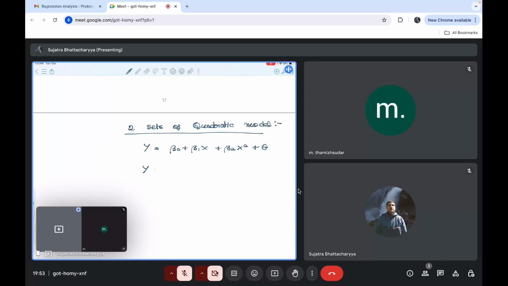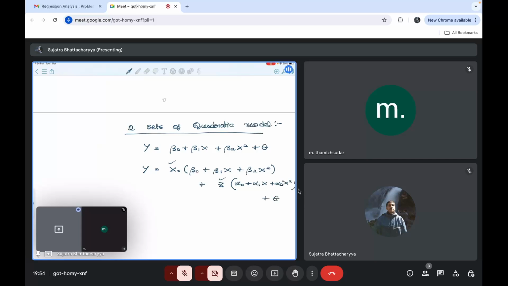Fine. So y is equal to x naught beta naught plus beta 1 x plus beta 2 x square plus, because two sets of data, so two dummy variables, one is x naught, one is z. Alpha naught plus alpha 1 x plus alpha 2 x square.